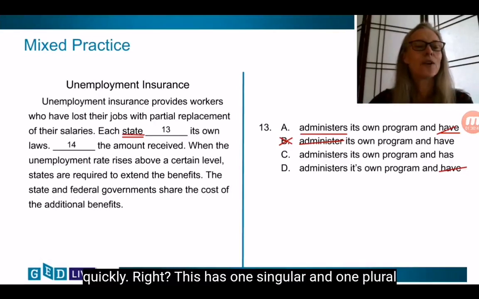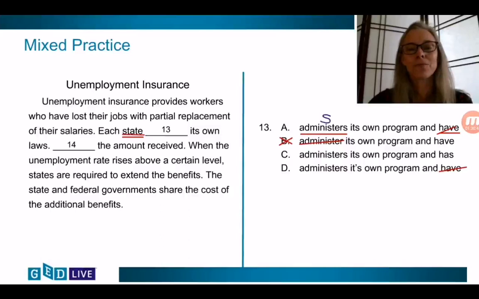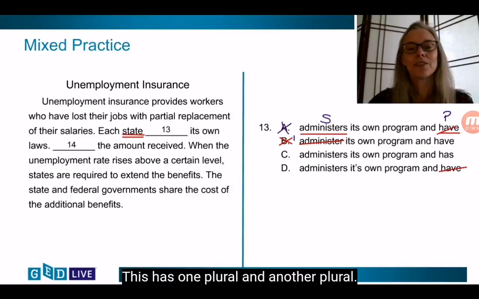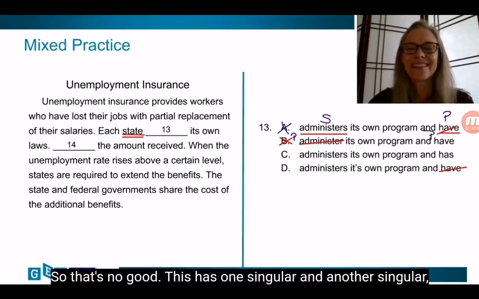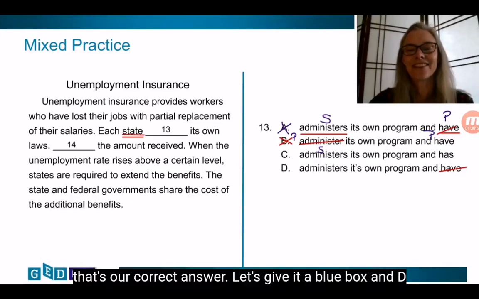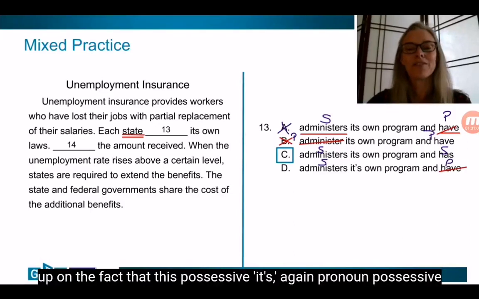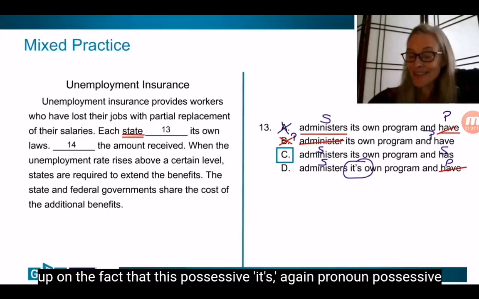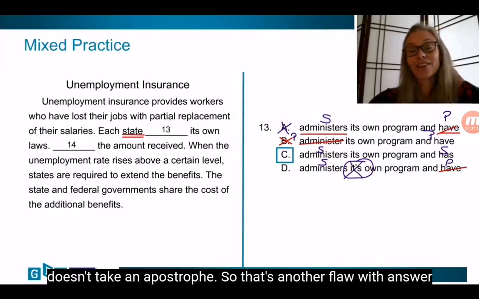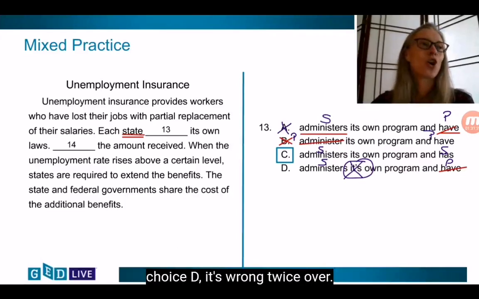This has one singular and one plural, which is no good. This has one plural and another plural, so that's no good. This has one singular and another singular. That's our correct answer. Let's give it a blue box. And D has not only singular and plural, but you may have also picked up on the fact that this possessive it, again, pronoun possessive, has an apostrophe. So that's another flaw with answer choice D. It's wrong twice over.